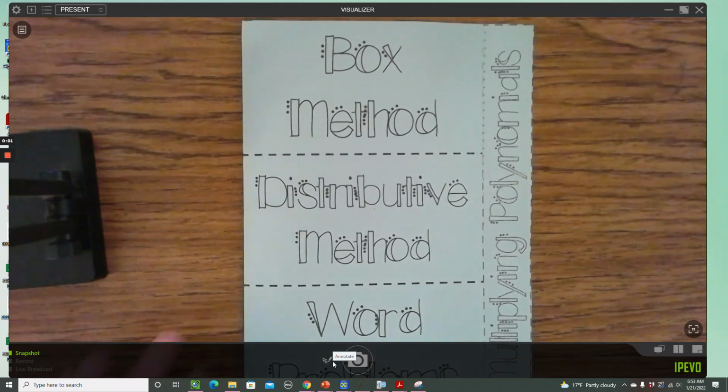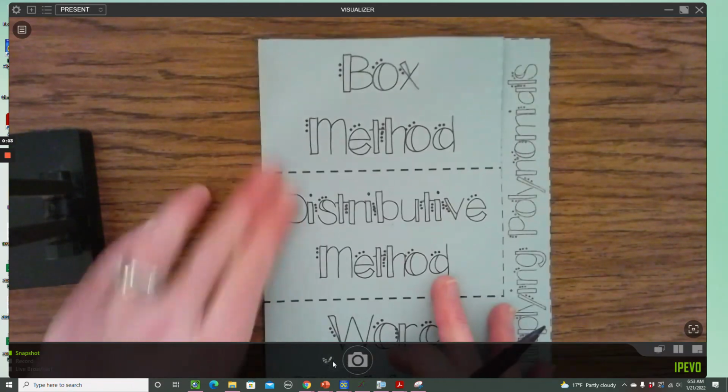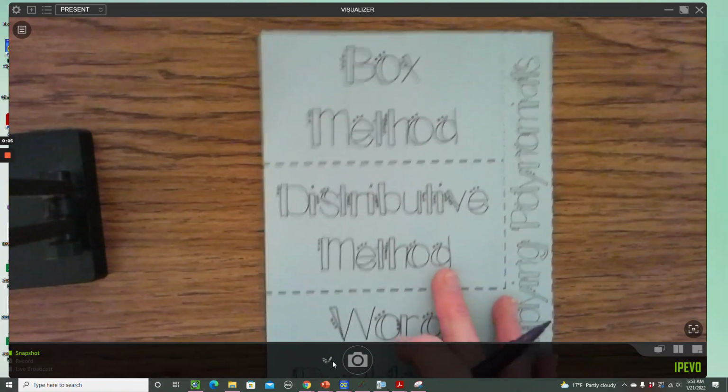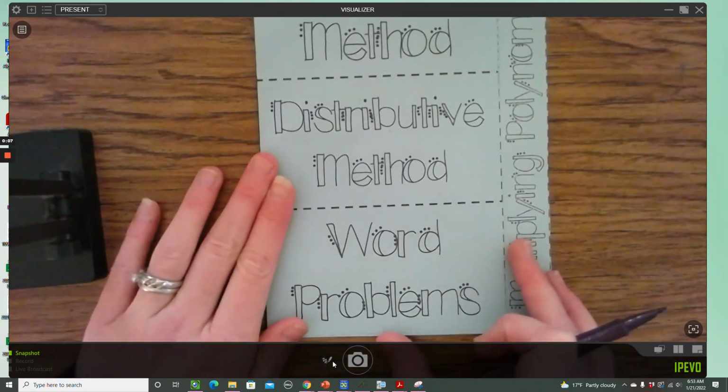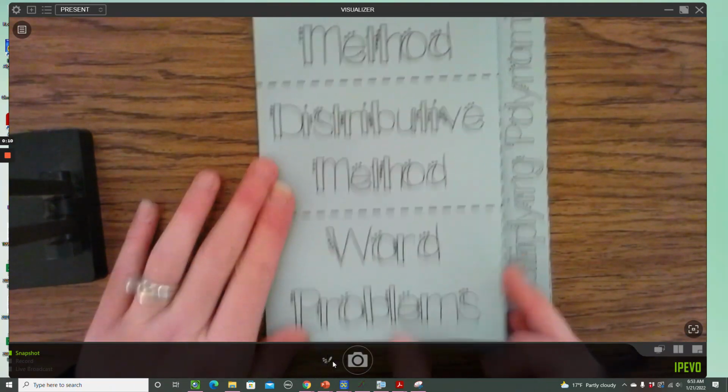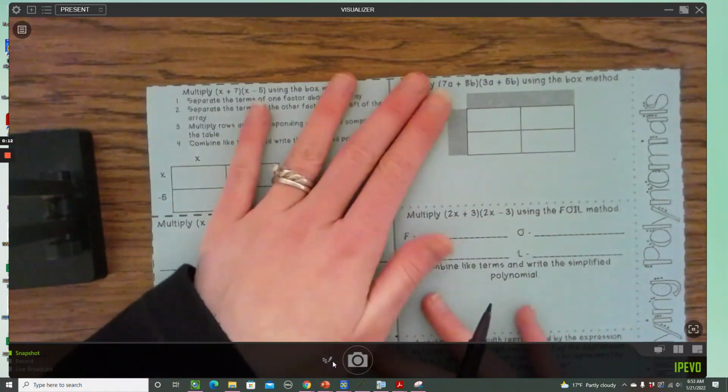This video is for the multiplying polynomials foldable. So we're going to start, we've got three different methods here. We've got the box method, the distributive method, and then we're going to do it from word problems. Okay, so the box method.